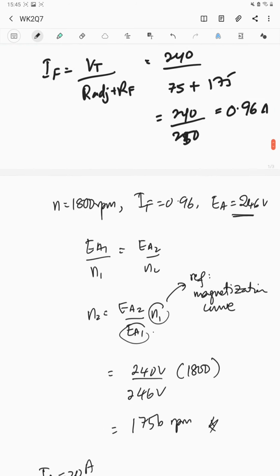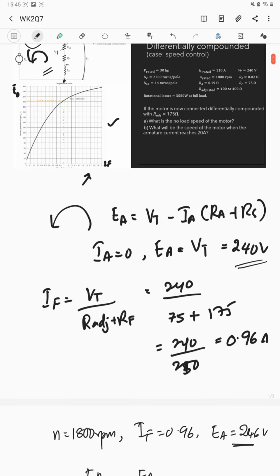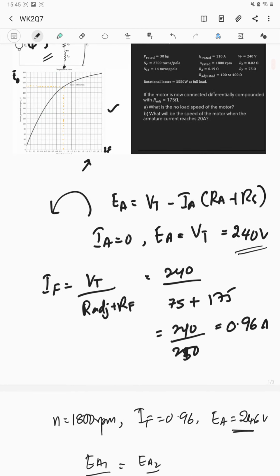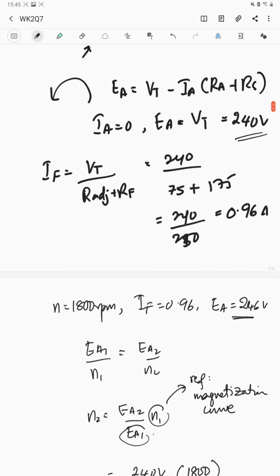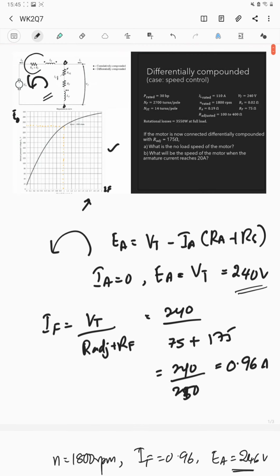When the armature current reaches 20 ampere, we are looking at a field current that is different from the one at no load, because when it is no load there is no IA running inside the armature circuit. But when they are driving a load, we have to consider the effect of armature current in the series winding, which in the case of differentially compounded, of course, gives a much lesser effective field current.